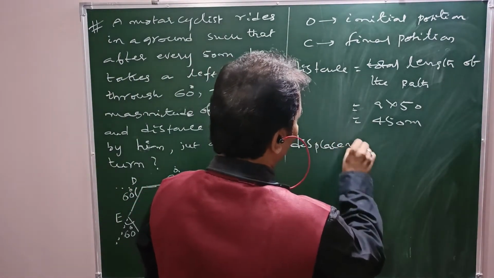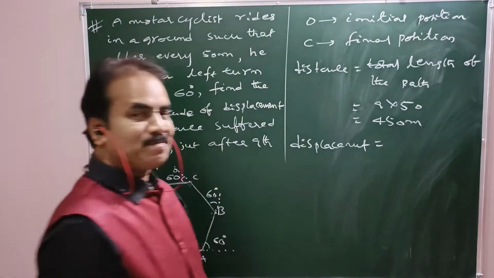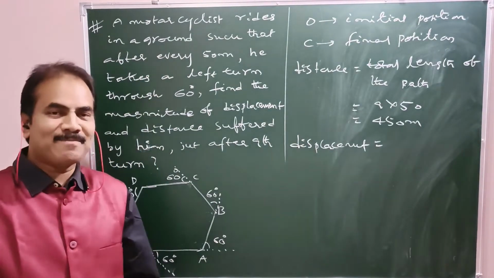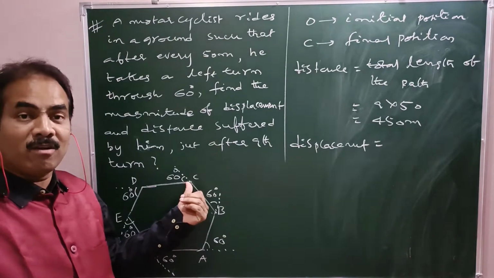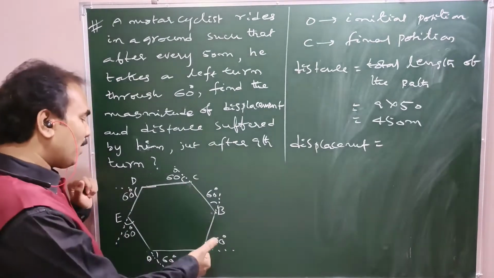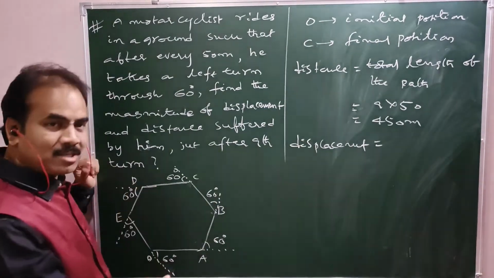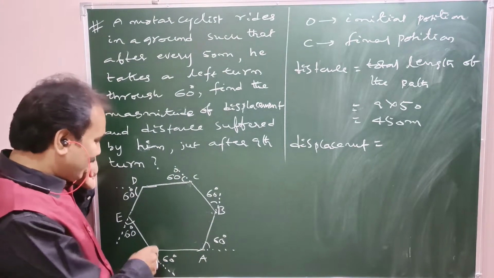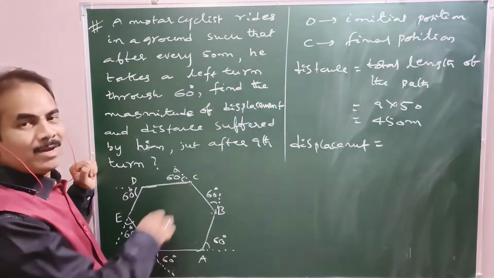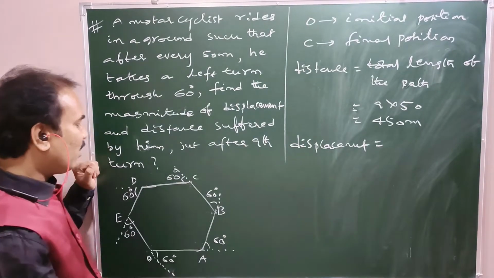Displacement. What is meant by displacement? A line segment joining the initial position to the final position, irrespective of the path followed. Whatever the path taken by the motorcyclist, we don't bother. Simply, we have to consider the initial and final position. O is the initial position, C is the final position.